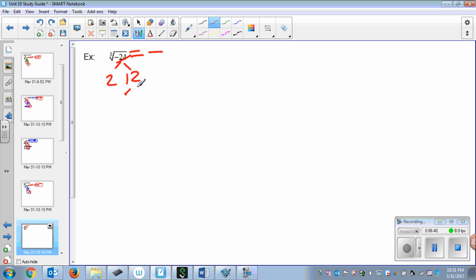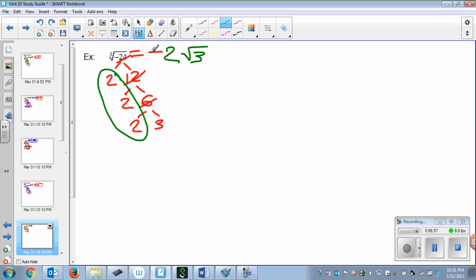Cross out the 24. 12 is 2 times 6. Cross out the 12. And 6 is 2 times 3. Cross out the 6. So again, I'm looking for groups of 3. I have a group of 3 2s. So that's going to come out, and the 3 stays in. So my answer is negative 2. Whoops, I almost forgot the cube root, times the cube root of 3.